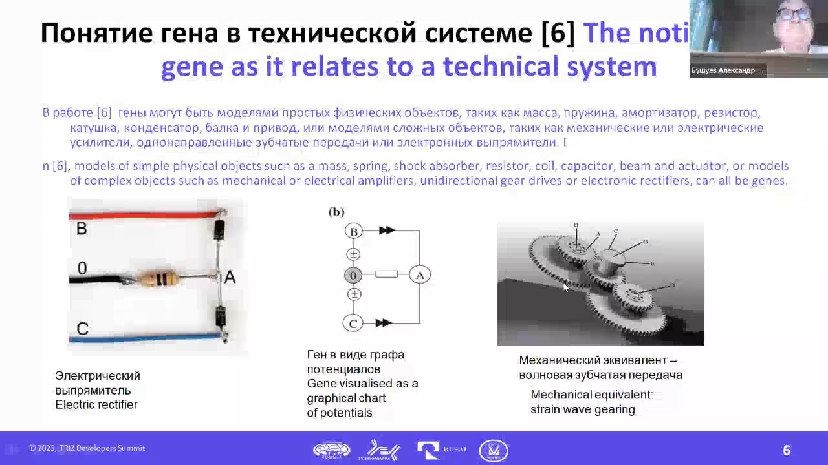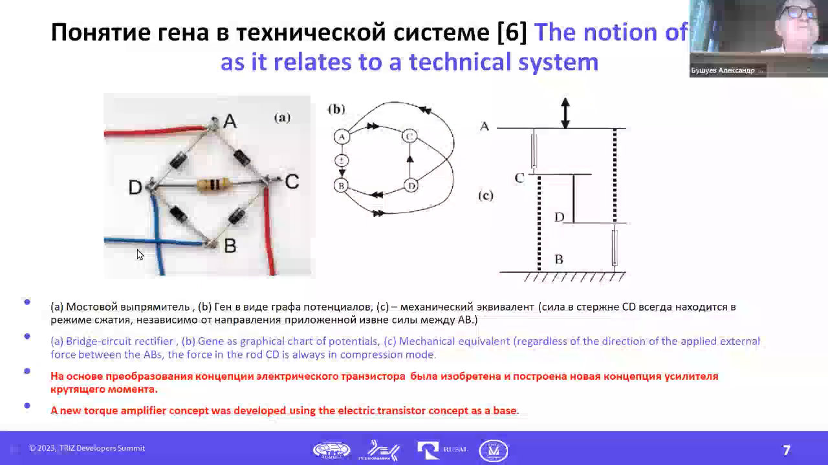When it comes to the authors of the article, this is a mechanical similarity of a rectifier. So this is just one gene which will represent it within a technical system. Then there is this bridge circuit rectifier. A gene has a graphical chart of potentials. So we see one load of capacitors and 4 diodes, and then there is a graph schedule, and then there is this mechanical equivalent with all those springs and rods.